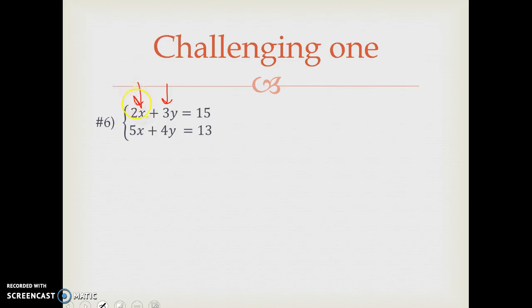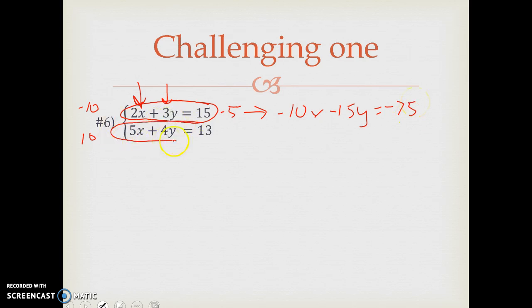Let's say I want to eliminate the x's. I can make this x here negative 10, and I can make this x here a positive 10. So what I'm going to do is multiply both of these equations by something. The first equation I'm going to multiply by negative 5. So if I multiply the first equation by a negative 5, 2 times negative 5 is negative 10x. 3 times negative 5 is negative 15y. And then 15 times negative 5 is negative 75.